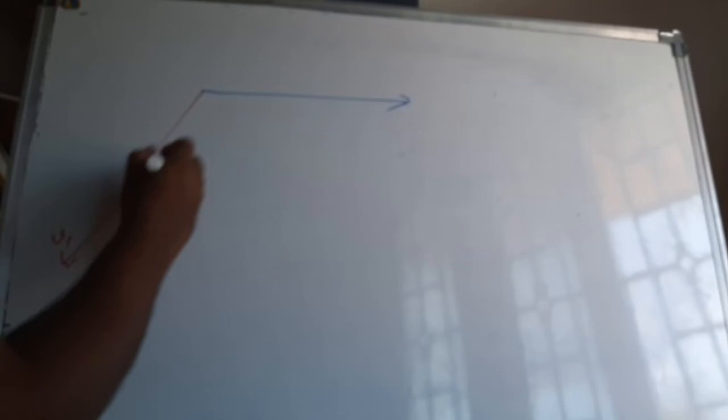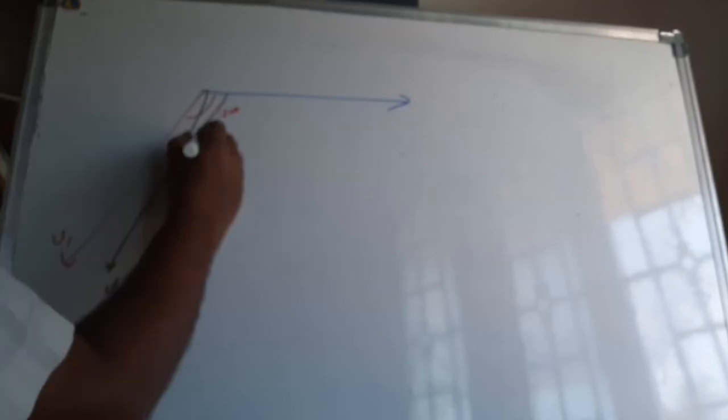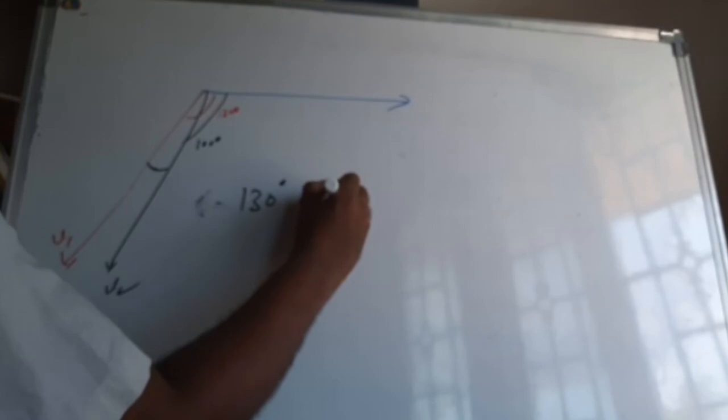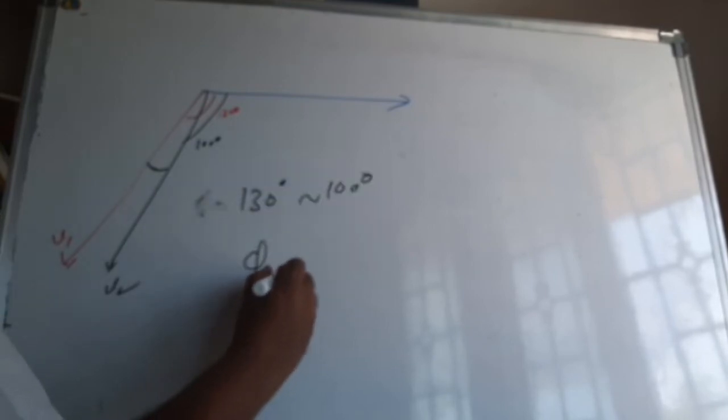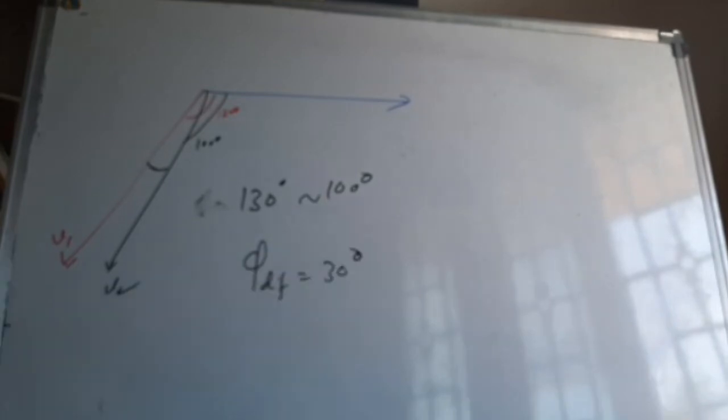So let me draw this. This is the reference, and this represents V2. What is the phase angle difference between the two? This difference is 30 degrees. So the phase difference between V1 and V2 is 30 degrees, is the answer.